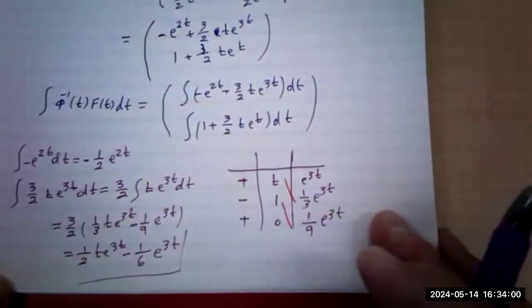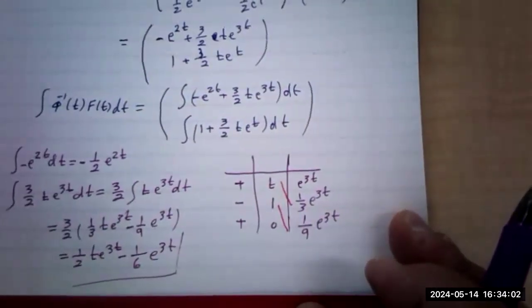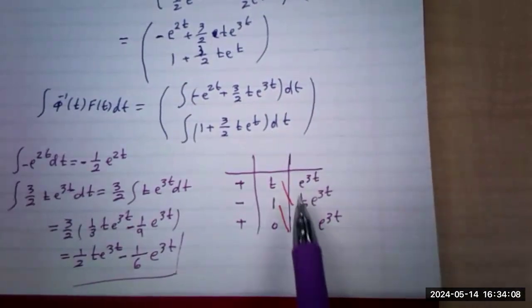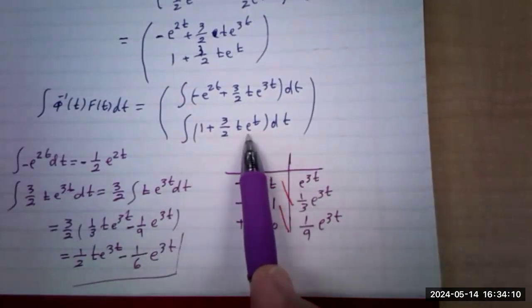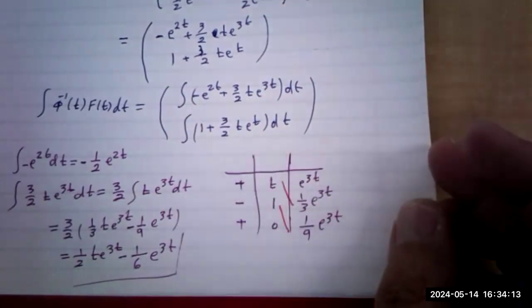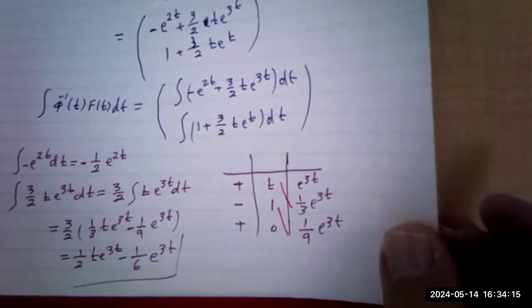Okay, then we add them together. So that would complete the first row. We go back and substitute. And we have one more to do for the second one. And then we're done. Okay, any question?